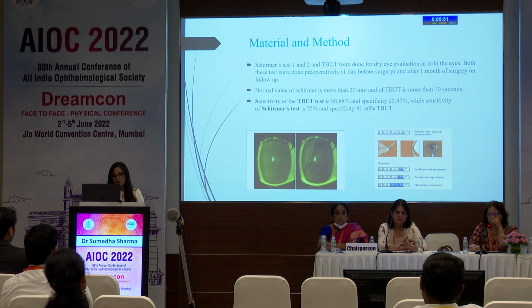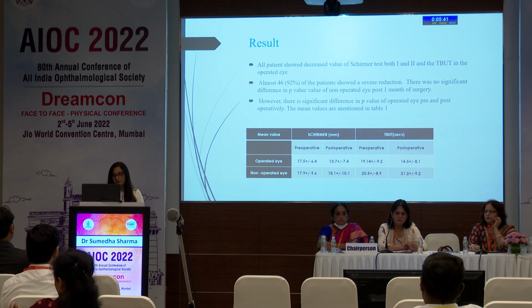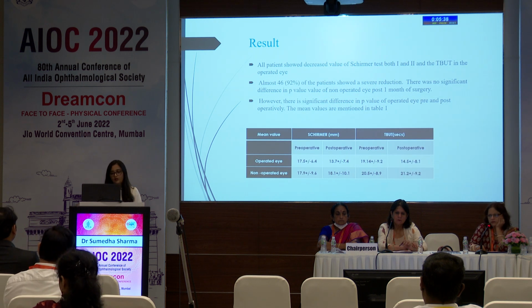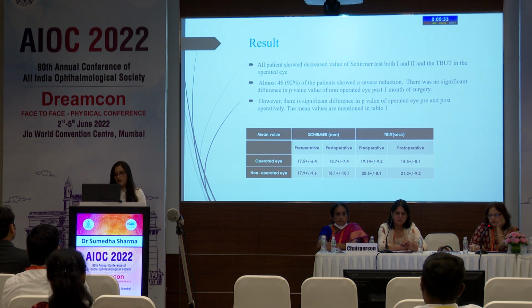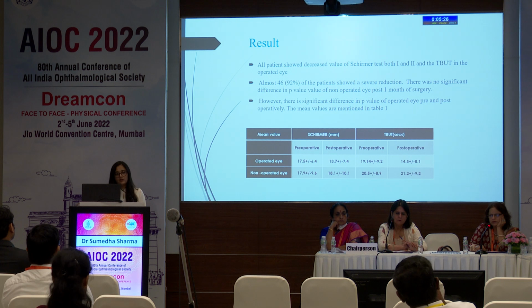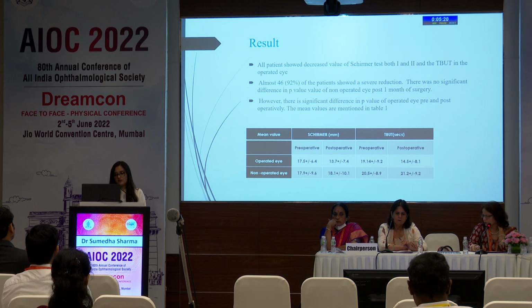Schirmer 1 and 2 tests and TBUT tests were done. Normal value of Schirmer is 20 mm and TBUT is more than 10 seconds. All the patients showed decreased value of Schirmer test, both 1 and 2, and TBUT in the operated eye. Almost 46 patients out of 50 showed severe reduction. There was no significant difference in P value of the non-operated eye after 1 month of the surgery. However, there was a significant difference in P value of the operated eye pre and post-operatively.